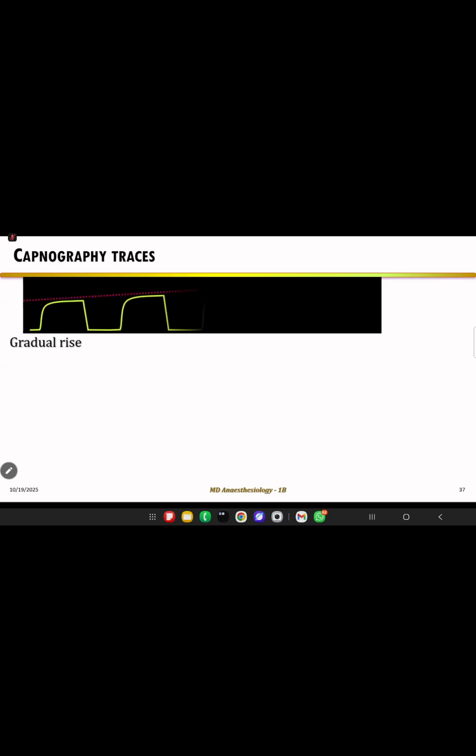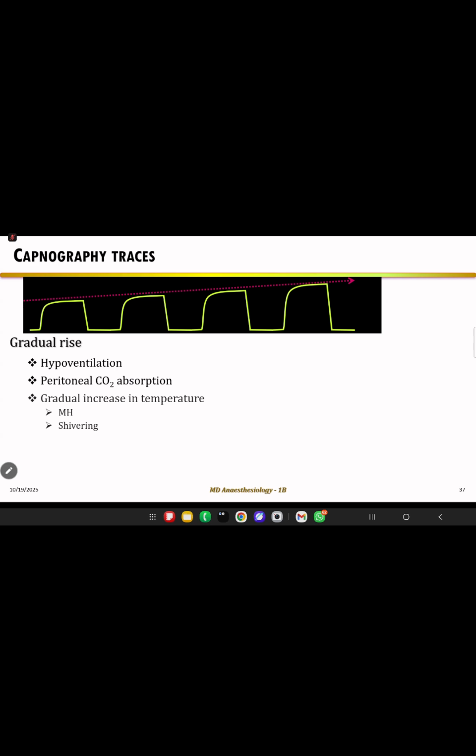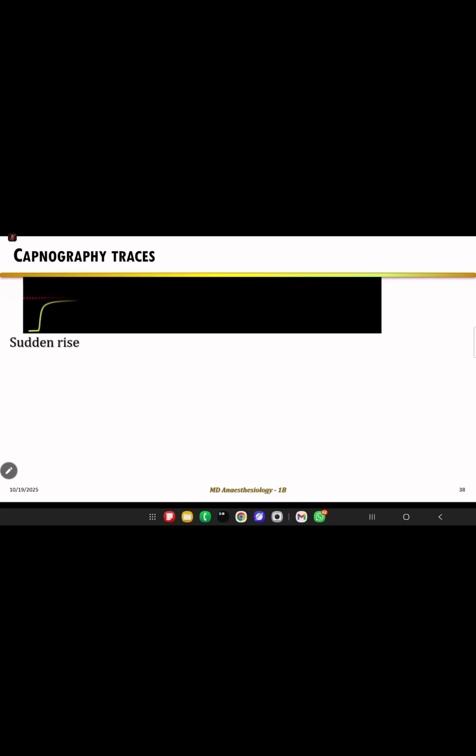So what are the causes for a gradual rise? It can be due to hypoventilation, peritoneal carbon dioxide absorption in laparoscopic surgeries, gradual increase in temperature, again malignant hyperpyrexia, shivering, early respiratory decompensation in DKA also can be seen like this. And in sudden rise.